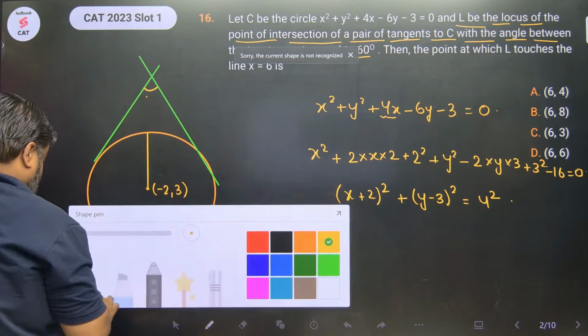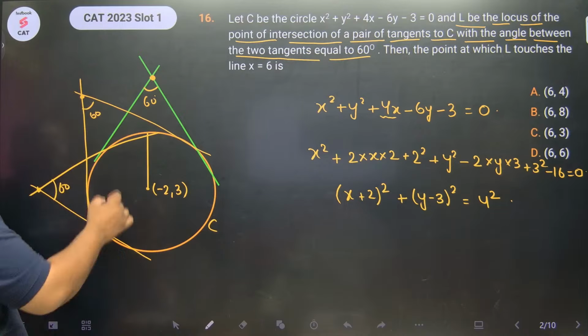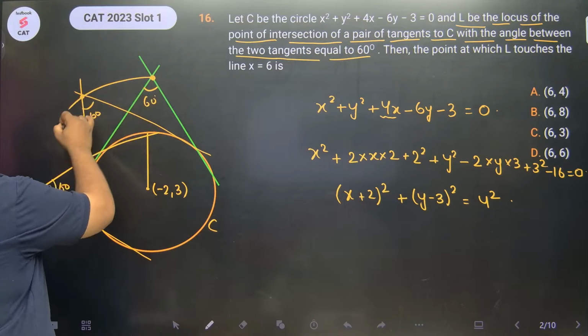And this is the point of their contact. Such more tangents can be formed, right? Yes or no? I can draw something like this as well. A tangent here, a tangent here, angle 60 degrees. So this is the point of intersection. I can draw a tangent here, angle between them is 60 degree, point here. So L is the locus of all these points. That means one more circle will be formed, in fact.